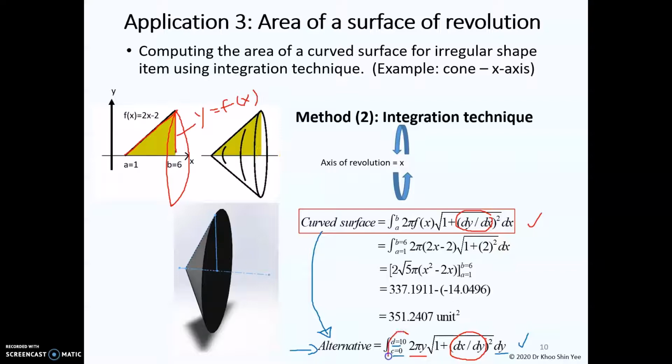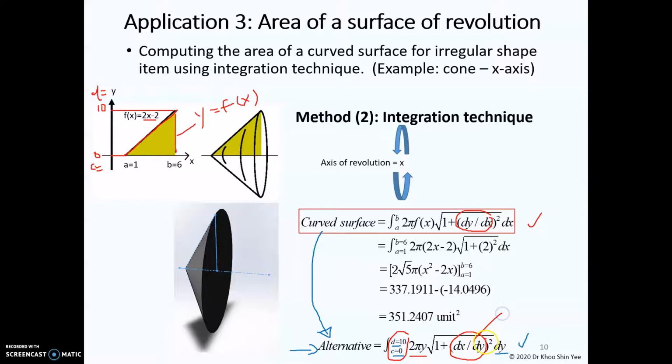So in this case, your c will be changed to 0, because your lower limit on the y-axis is equal to 0 here, and the upper limit is here. When x is 6, substitute inside this formula, you obtain y is 10. So this is your upper limit d.